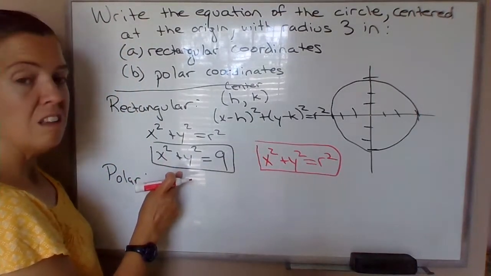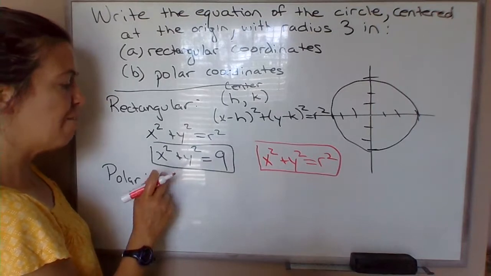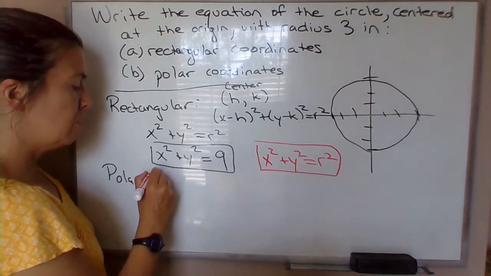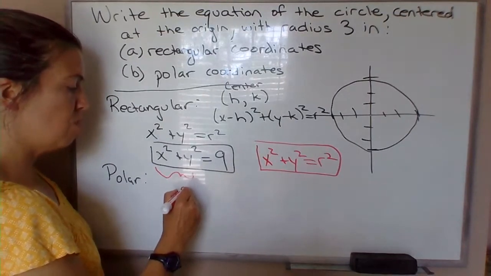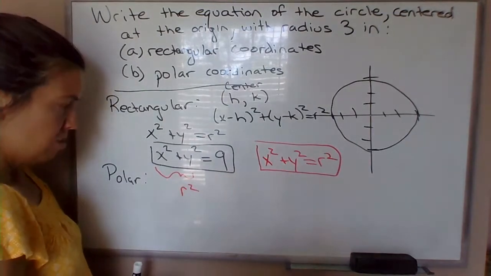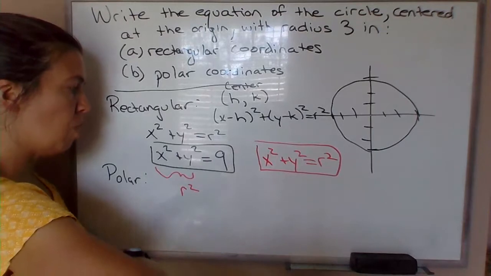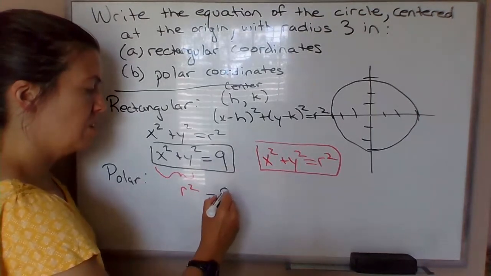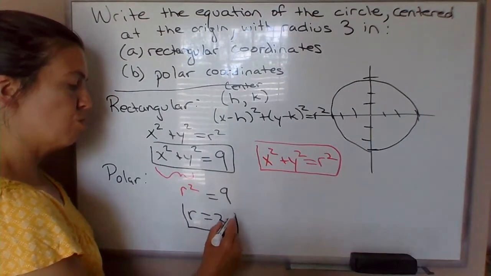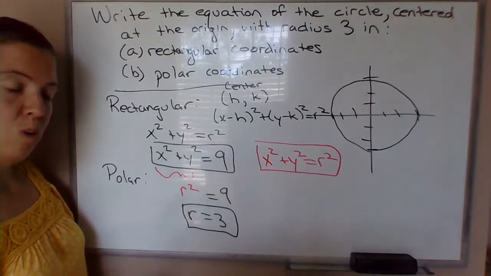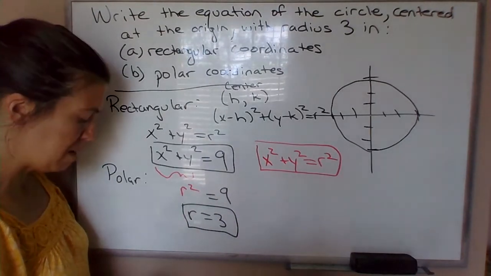So we could just take this equation we just wrote, if we feel pretty confident about it, and convert it using this fact here, x squared plus y squared equals r squared. So convert it to the polar form. So r squared equals 9, or r equals 3. So r equals 3 is the equation of a circle centered at the origin with radius 3.